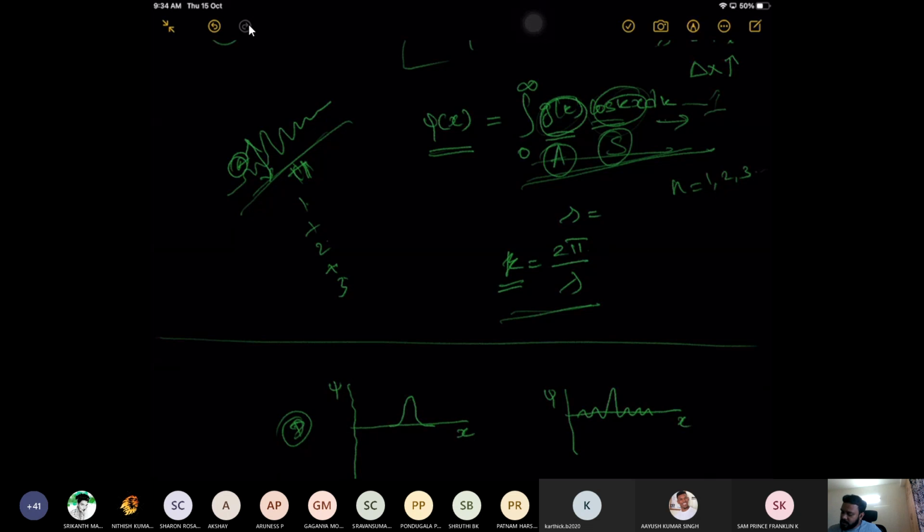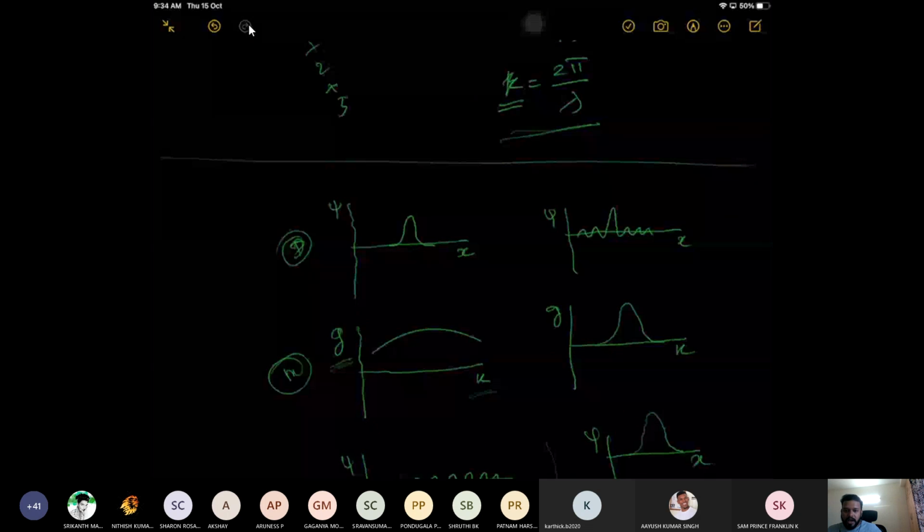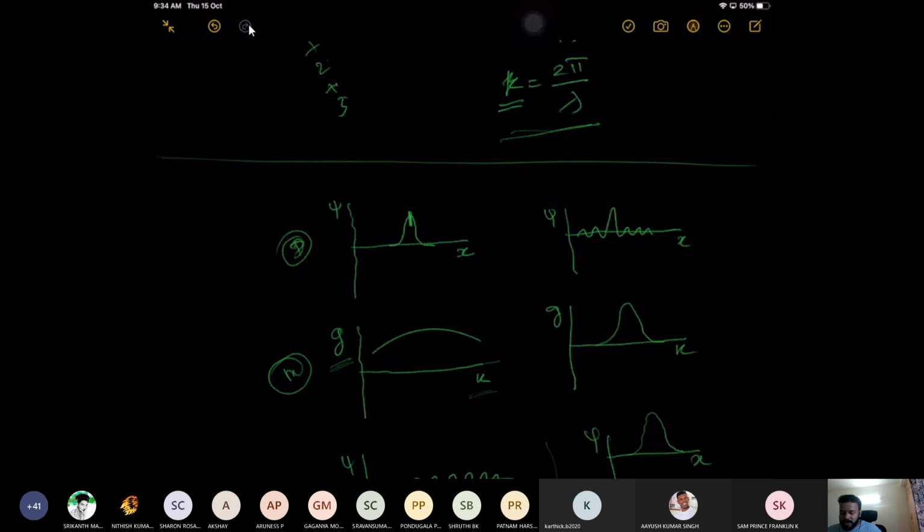When we analyze this single function, let's say our function has a position peak like this, then we will have a broad momentum space. So you can clearly see when the position is well defined, it's very difficult to define the momentum, so we have a very broad curve. But when the position is spread out, the description of the momentum will in turn reduce.